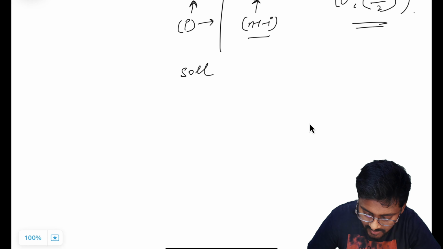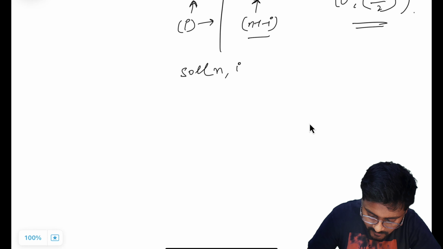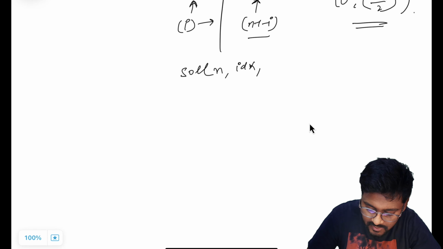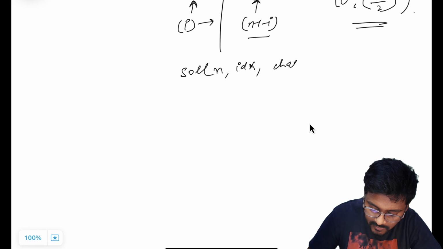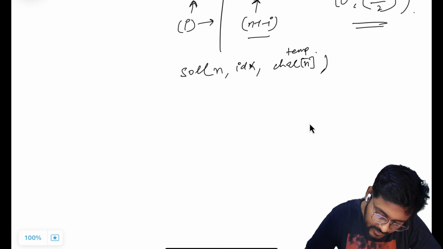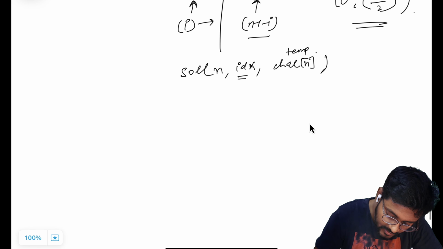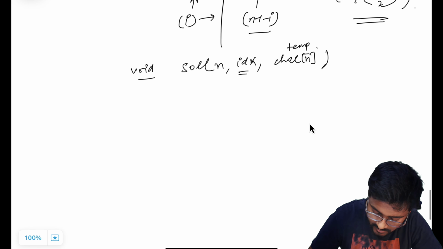I'm writing a DFS function where n is the size of the palindrome, index is the starting index. We are starting from this, and apart from that, a character array of size n. This is my temporary list. Whenever my index reaches (n plus 1) by 2 or crosses the limit, it means I have filled the array. Let's say it is not returning anything.